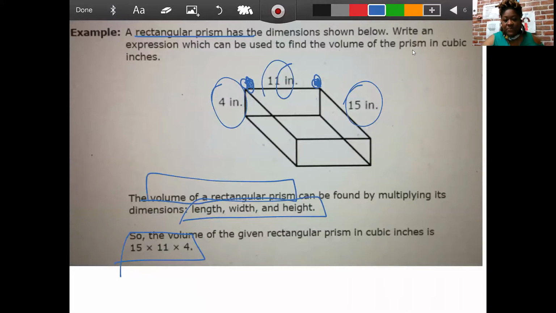Okay, if it tells you it's a prism, which you can see because it's 3-dimensional, then you know it's a volume of a rectangular prism. But it'll usually tell you, okay? But that means you just multiply length times width times height.